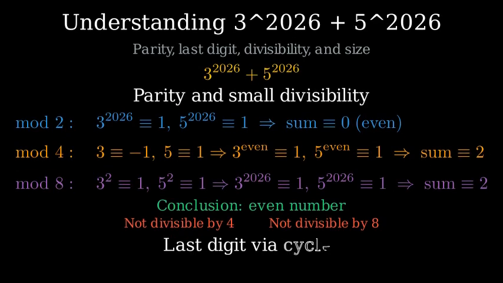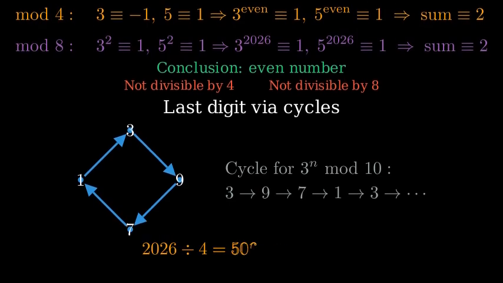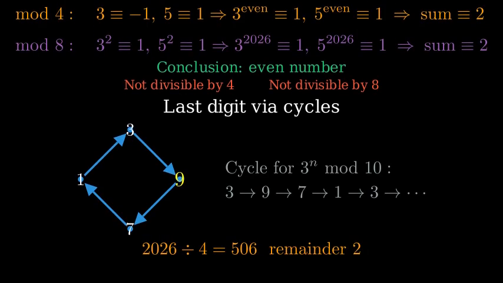Next, the last digit. For powers of 3, the last digit repeats every 4: 3, 9, 7, 1, and then it repeats. For powers of 5, the last digit is always 5. We only need the remainder when dividing the exponent by 4 to know where we are in the cycle for 3. 2026 divided by 4 leaves remainder 2.